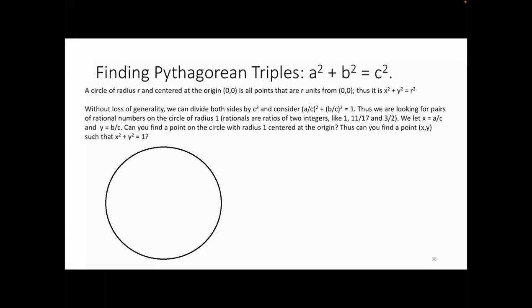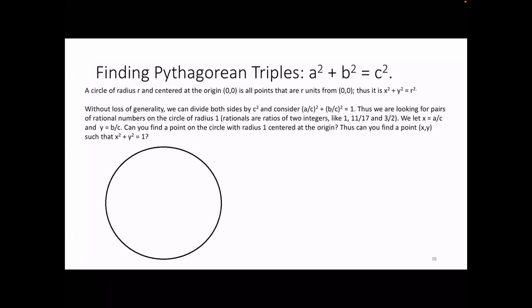This is a great example of a problem that's easy in one direction and hard in another. While it may be hard to find a Pythagorean triple, if I give you a candidate, it's very easy for you to check and see if it works. You just have to plug in and see, does a squared plus b squared equal c squared? If I'm trying to find integers that satisfy this, I can divide both sides of the equation by c squared, and I'll get (a over c) squared plus (b over c) squared equals 1. So I'm now finding points with rational coordinates on the unit circle.